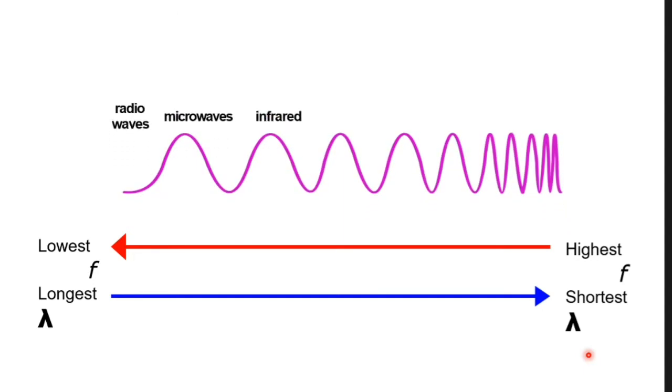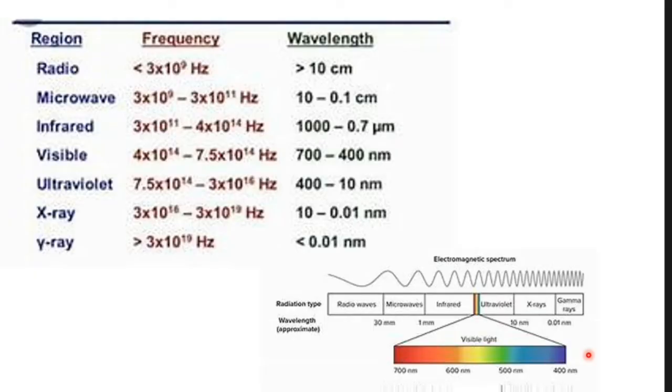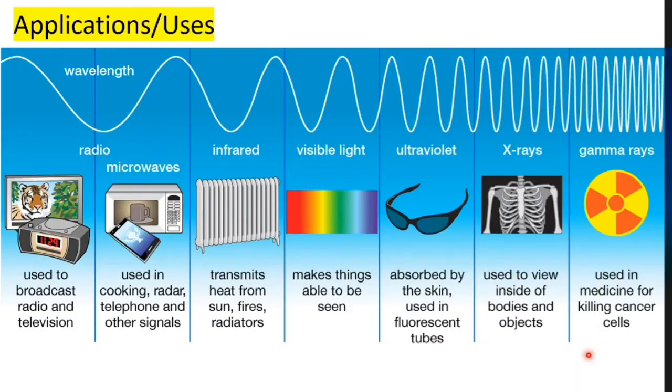So as we go from radio waves, microwaves, infrared, visible light, ultraviolet, X-rays towards gamma rays, the frequency will go on increasing, but the wavelength will decrease. In this table you can see that the visible light spectrum has a wavelength between 700 to 400 nanometers. The visible light spectrum consists of red, orange, yellow, green, blue and violet colors. The gamma rays have the lowest wavelength, less than 0.01 nanometer.